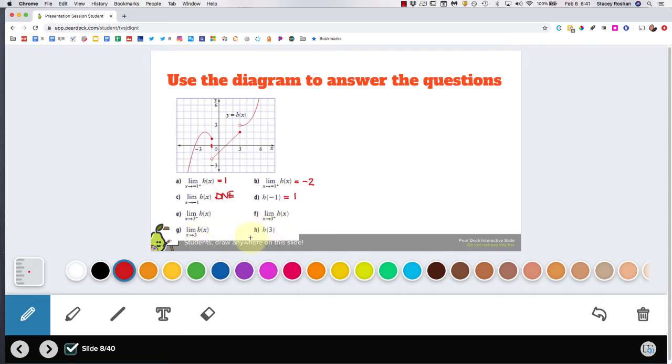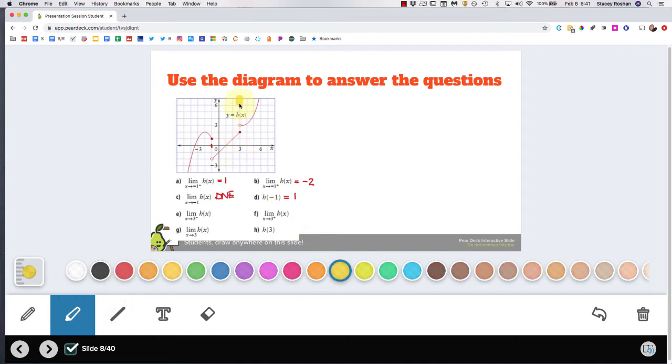Now let's look at 3. As x approaches 3 from the left, as we go to an x value of 3, I'm going to highlight that.